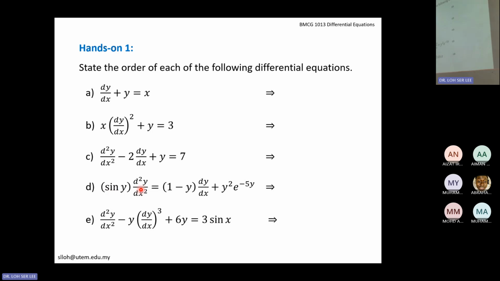So the answer for this one is second order. And for D, second order. We have two derivatives, but the highest one is second order. And E, second order, because of this term. This is first order.